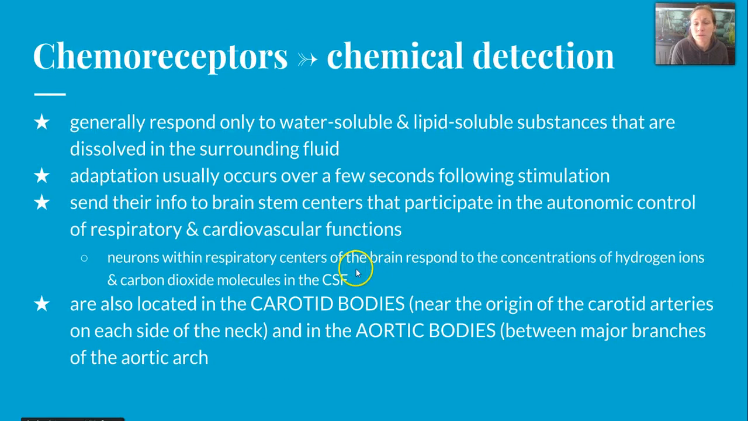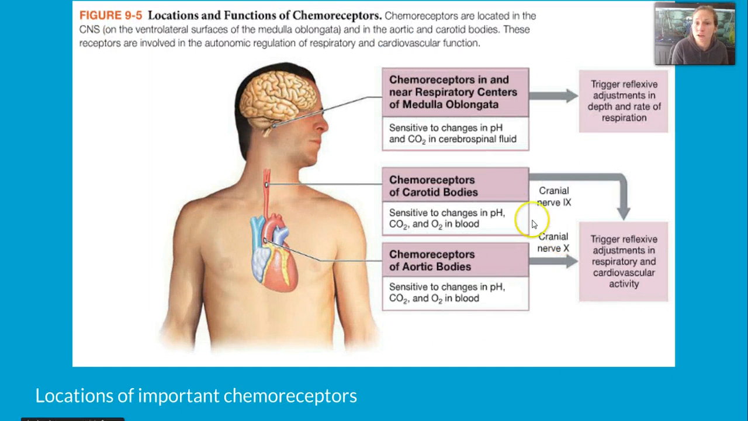Now, our chemoreceptors are our last kind here. They detect chemicals. They generally respond only to water-soluble and lipid-soluble substances that are dissolved in the surrounding fluid. Adaptation usually occurs over a few seconds following the stimulation, and their info goes to the brainstem centers that participate in autonomic control of respiratory and cardiovascular functions. They are located in the carotid bodies and the aortic bodies. And again, I have another diagram here for you to jot down the chemoreceptors and what their activities relate to.